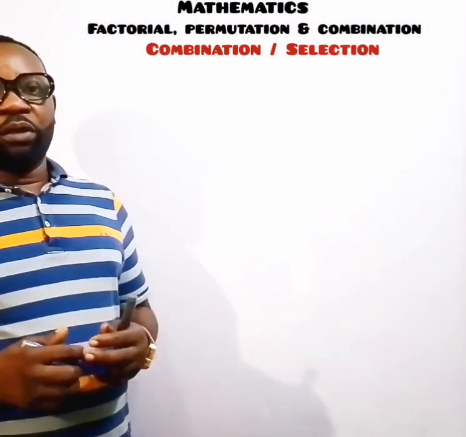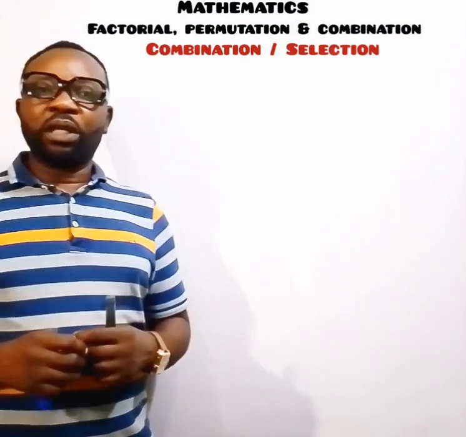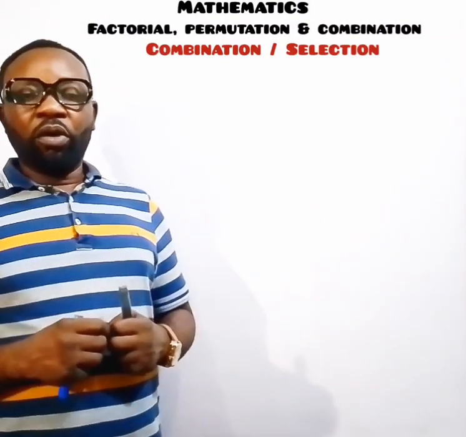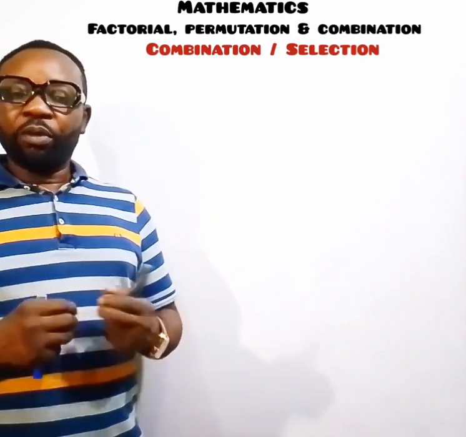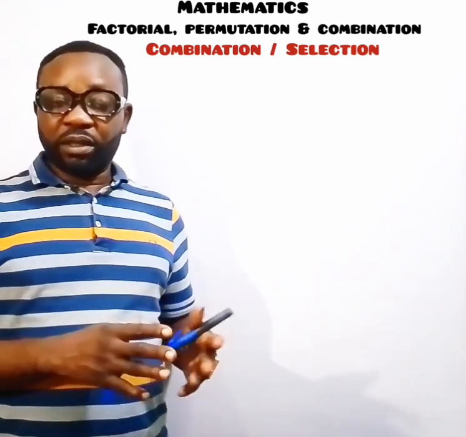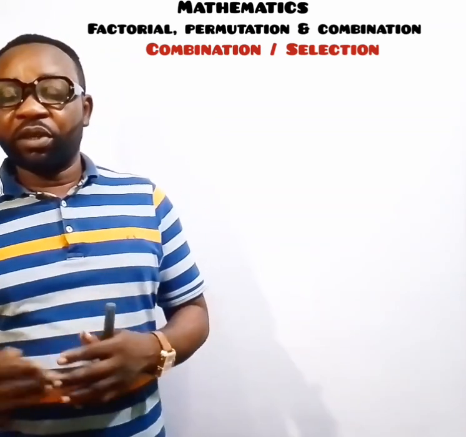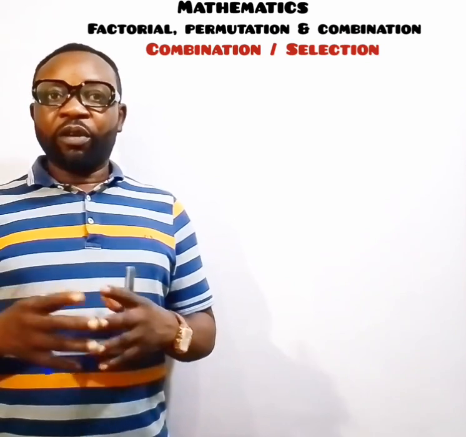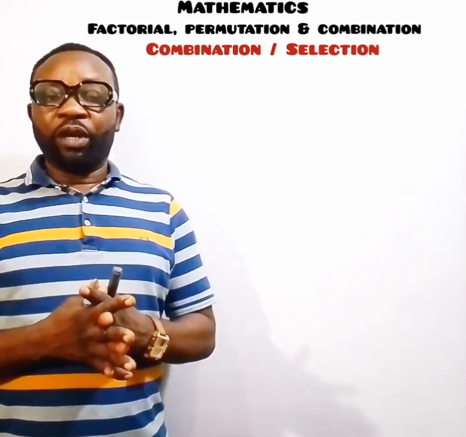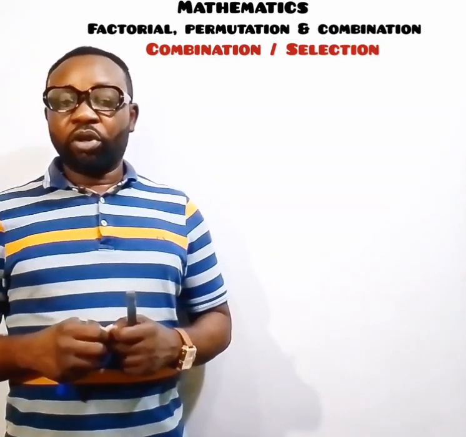We are still on factorial, permutation and combination, but this class today will be focusing on combination. Combination can also be regarded as selection, as permutation is always referred to as the arrangement of a value or arrangement of an object. Combination is selection of an object.